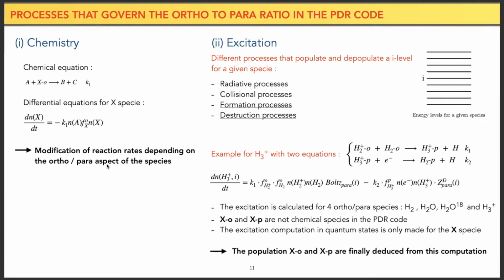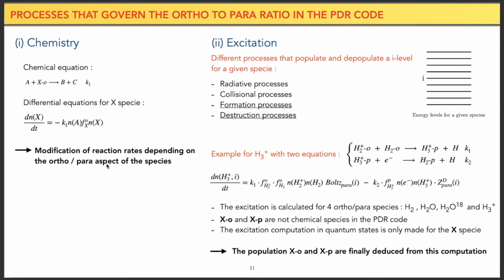For the excitation, we looked at different processes that populate and depopulate high levels for a given species. There are a few processes: the radiative processes, the collisional processes, and the two that we are interested in for the orthopara ratio in the code, the formation and destruction processes, because we want to see if those two processes are dominant in the excitation when you have orthopara chemistry.